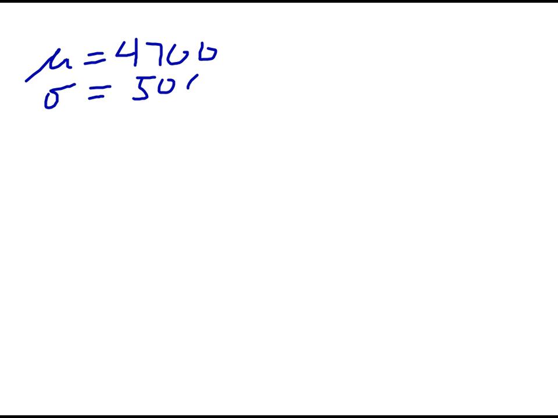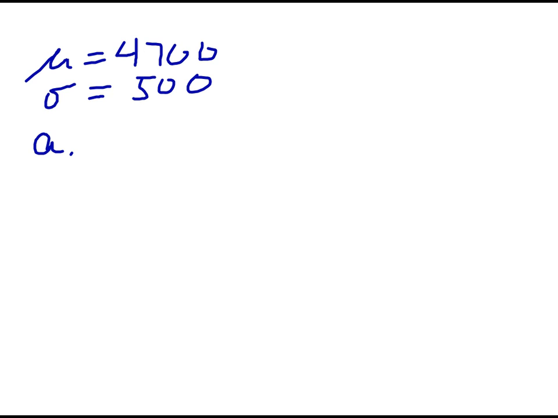Okay, let's do one more example, and then I'm going to show you how to do this in Excel. All right, Steve Goodman, production foreman for the Florida Gold Fruit Company, estimates the average sale of oranges is 4,700, and the standard deviation is 500. Sales follow a normal distribution.